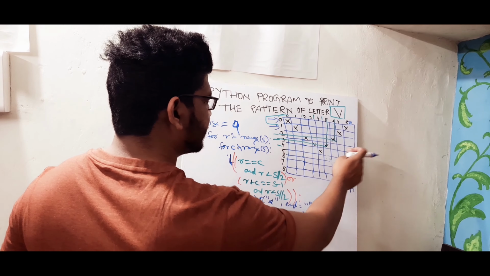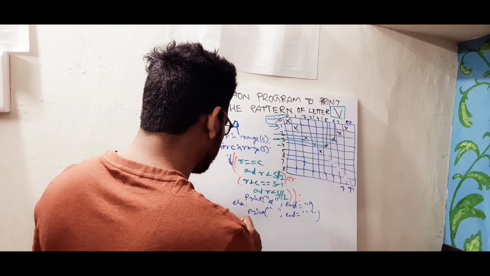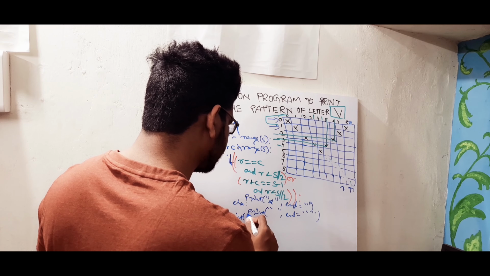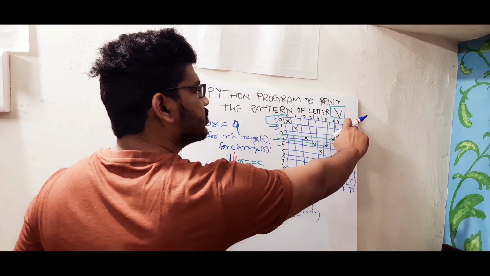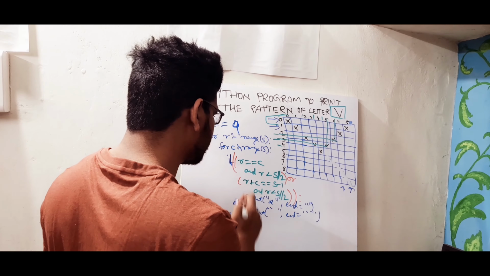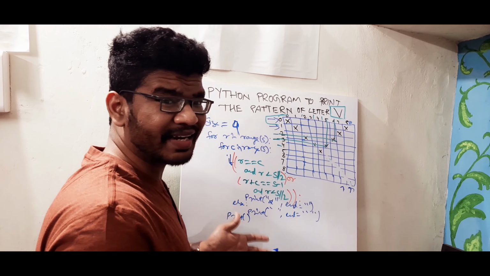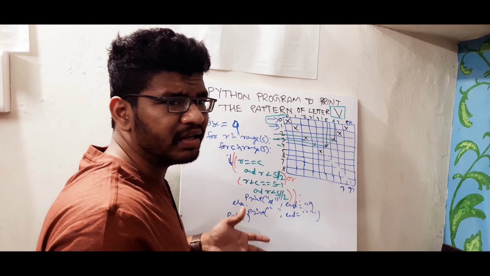So in all these cases it will print spaces. After printing the first one, I need to go to the next line anyhow, so I'll print this empty print. After printing all this, I have to go to the next line. So for that, this empty print, you can see after this first one iteration, I'll go to the next line. So these are the conditions where we can print V.